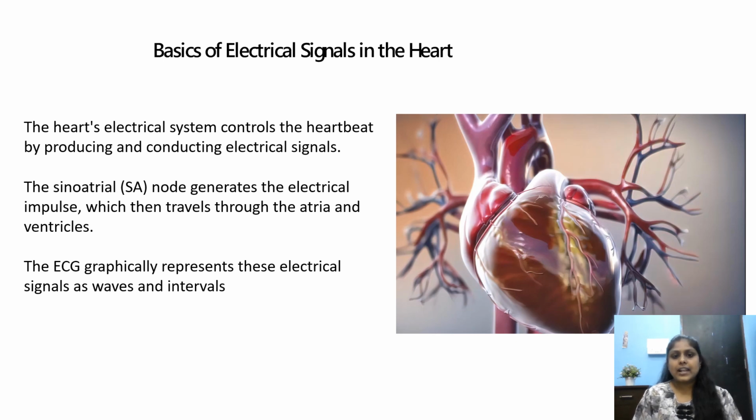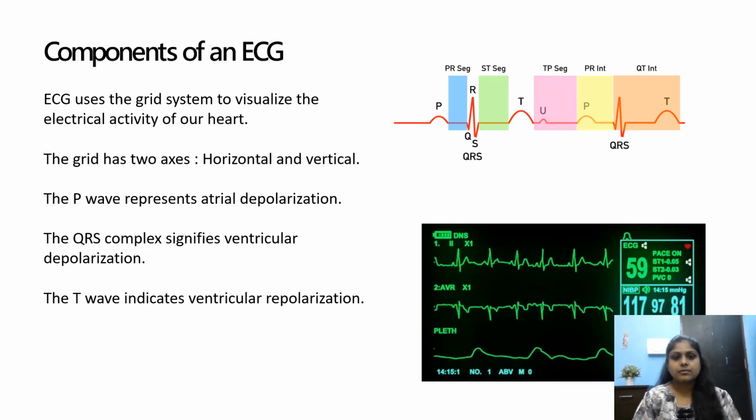The basics of electrical signals in the heart. The heart's electrical system controls the heartbeat by producing and conducting electrical signals. The sinoatrial, that is SA node, generates the electrical impulse which then travels to the atria and ventricles. The ECG graphically represents this electrical signal as waves and intervals.